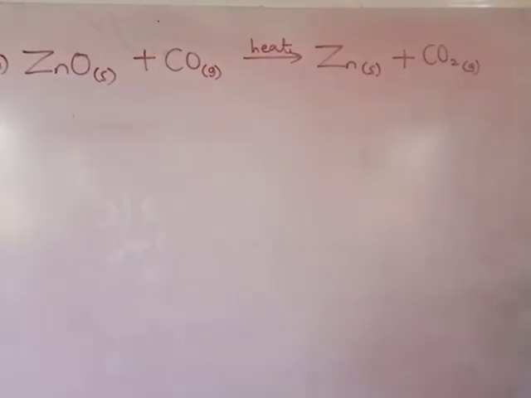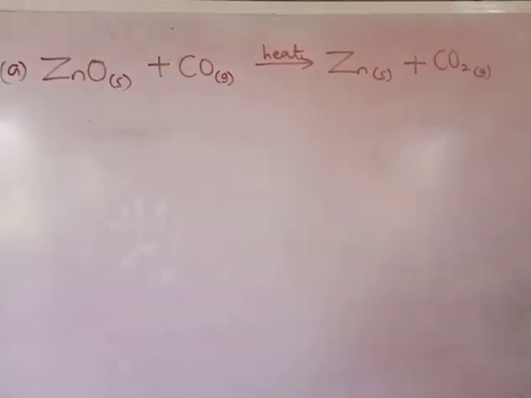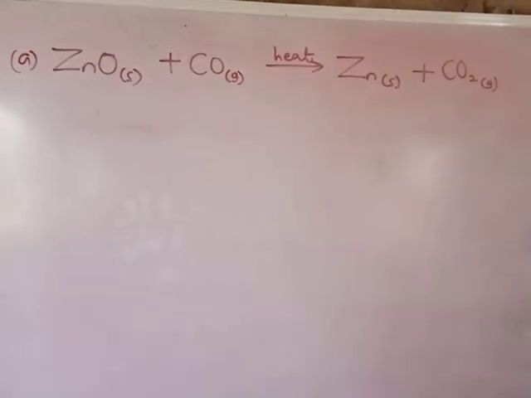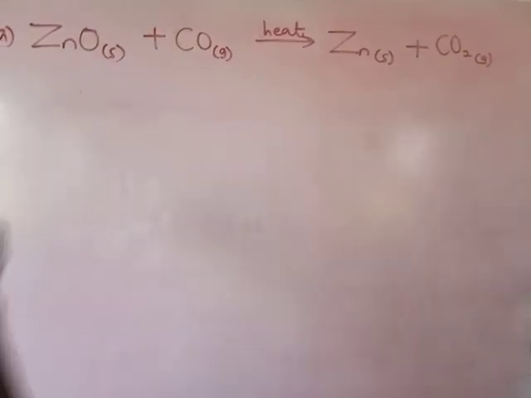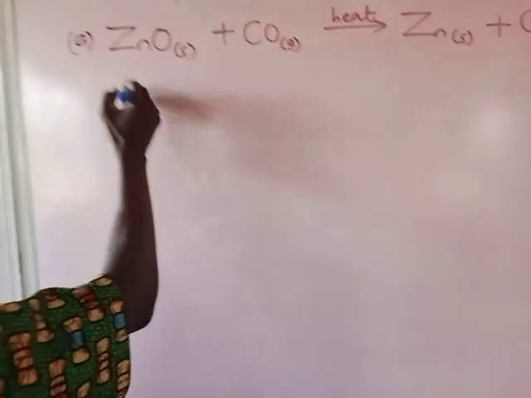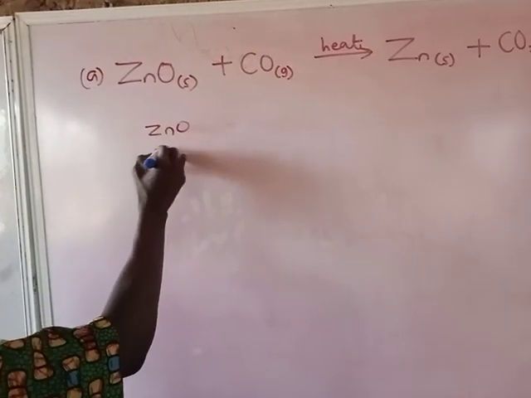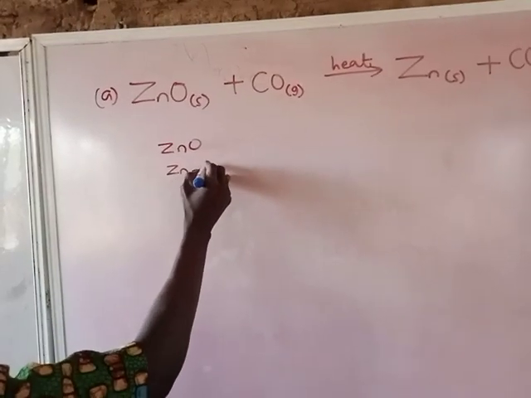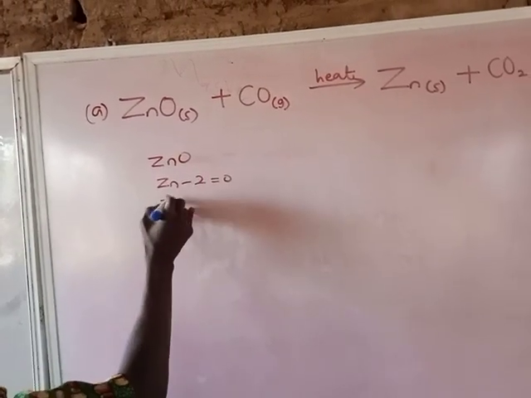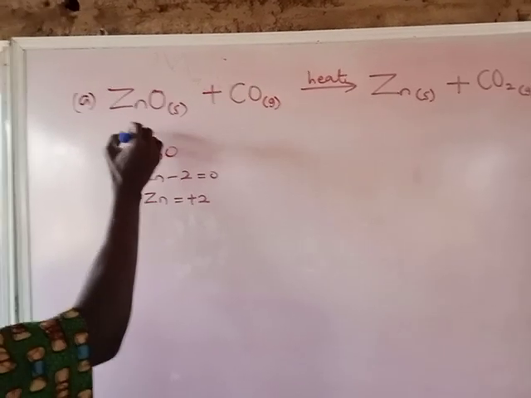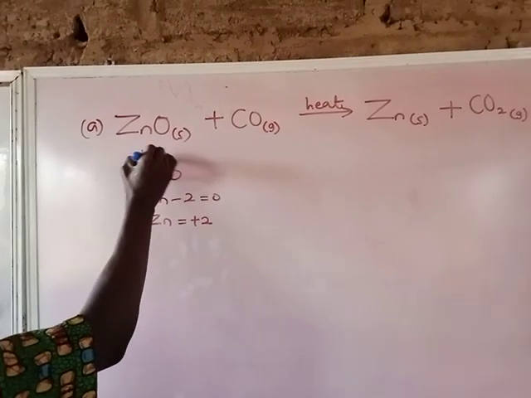You will know that any element or molecule in a free state has an oxidation number of zero. So let's check for zinc here. What's the oxidation number of zinc? In zinc oxide, the oxidation number of oxygen is -2. So zinc plus -2 equals 0, so zinc will be +2.